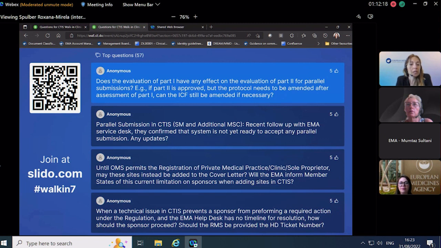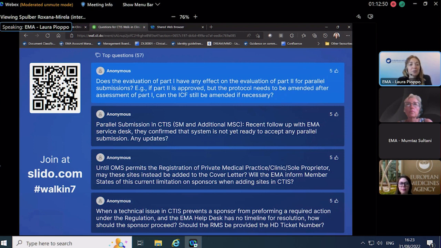Yeah, okay, so this is really linked with what we were saying before in terms of modifying the dossier. So does the evaluation of part 1 have an effect on the evaluation of part 2 for parallel submission? If part 2 is approved, so I think what we mean is the conclusion on part 2 has been issued by the member states concerned, but the protocol needs to be amended, can the ICF still be amended?